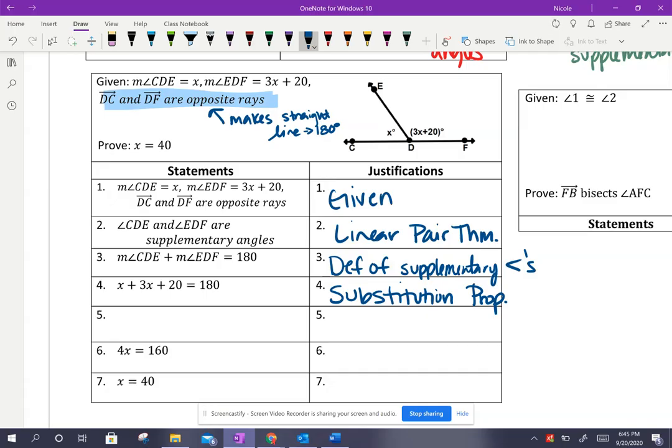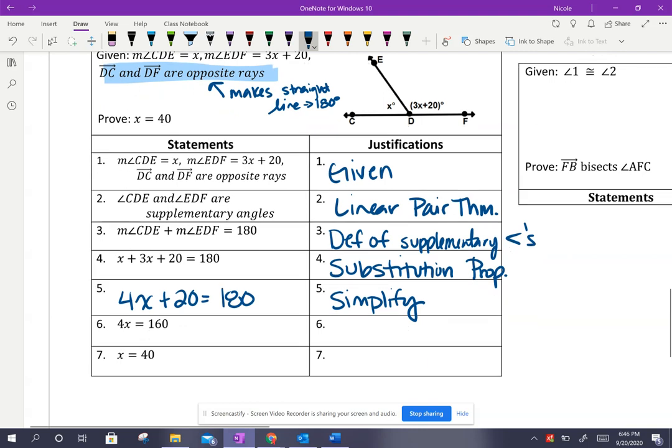And then we have a blank spot for statement 5. So we have to figure out how we go from number 4 to number 6 and what changes. Well, I think it's highly likely that we combined like terms, so that we had 4x plus 20 equals 180, and that's simplify. And then from step 5 to step 6, we subtracted. So subtraction property. And then from step 6 to step 7, we divided. So division property.